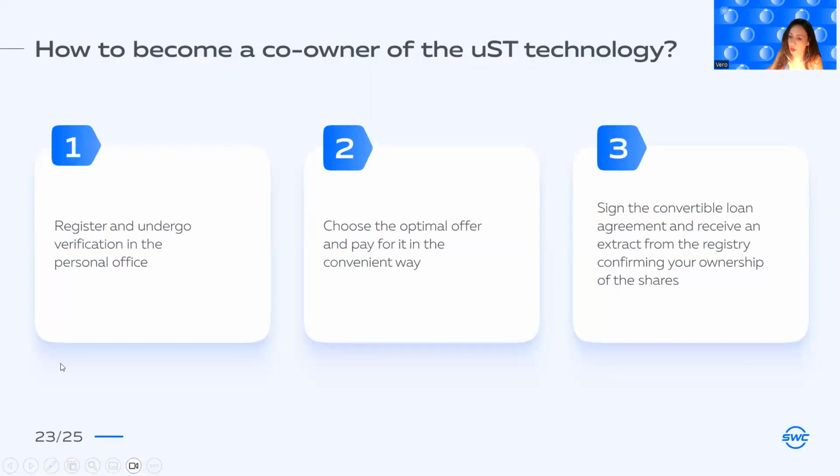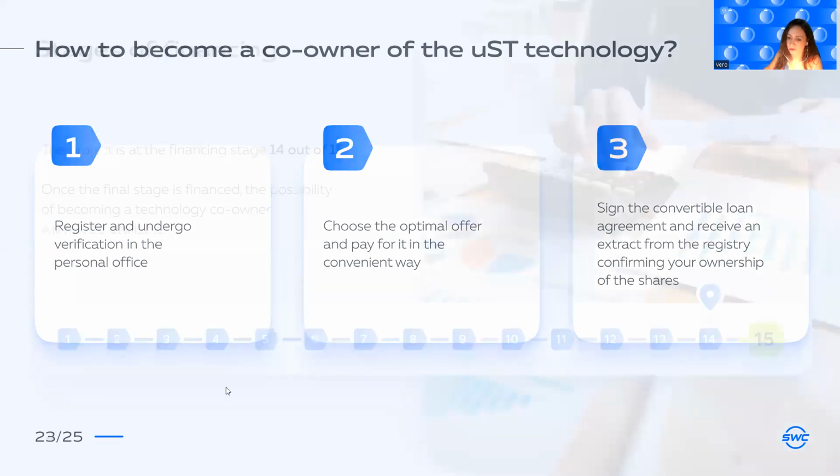How to become a co-owner of the UST Technology? 1. Register and undergo verification in the personal office. 2. Choose the optimal offer and pay for it in a convenient way. And 3. Sign the convertible loan agreement and receive an extract from the registry confirming your ownership of the shares.